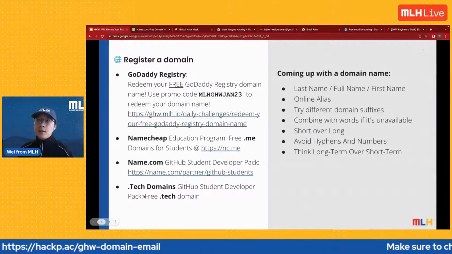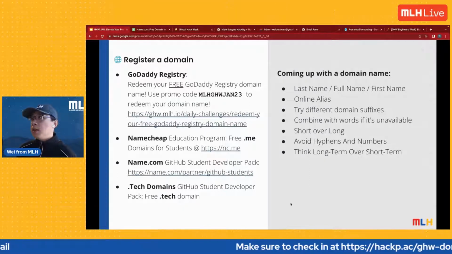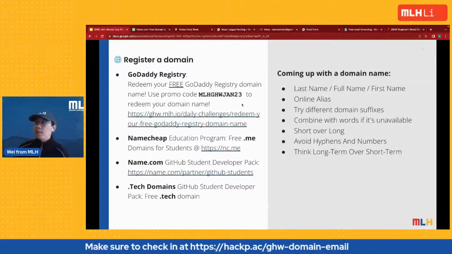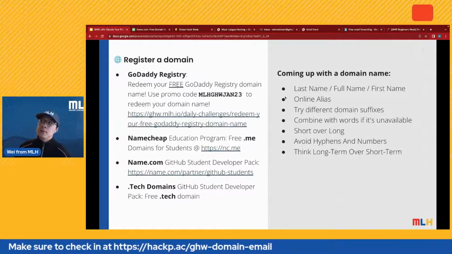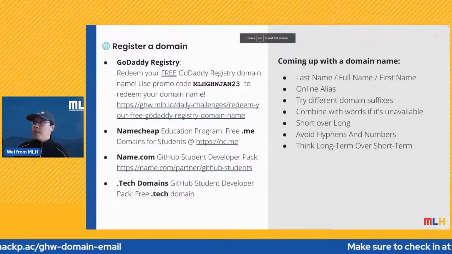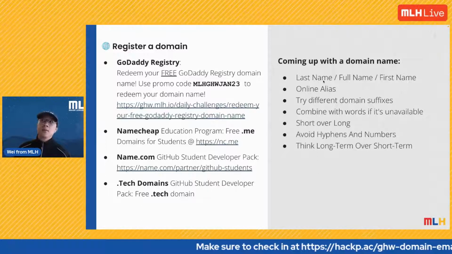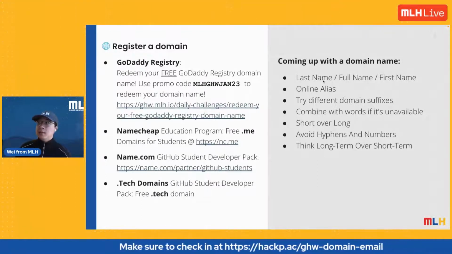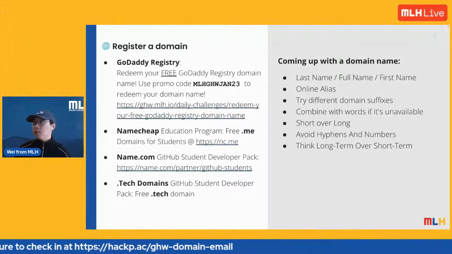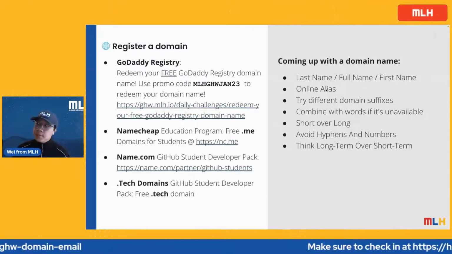So let's go ahead and pick the domain suffix that you want, and then do some searches to see if the domain you want is available. Here are some ideas for domain names, as you can see on the right. You can use your last name, so that when you create an email address, it's going to be your first name at last name dot whatever. That's pretty cool. You can use your full name. You can use your online alias.